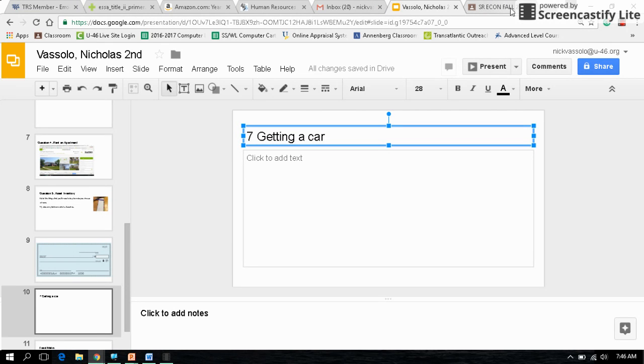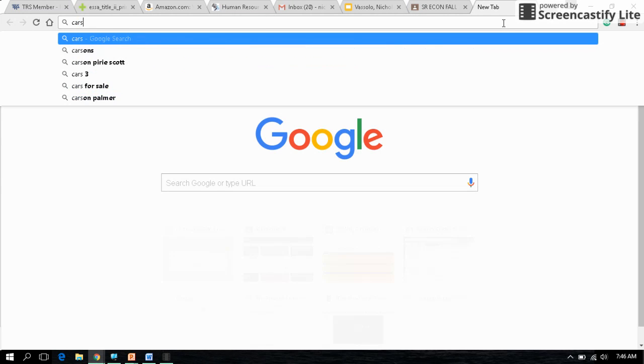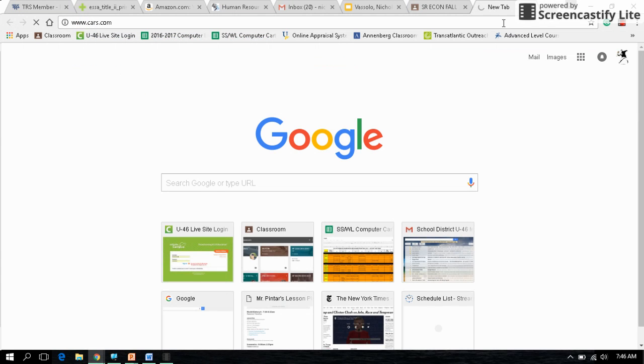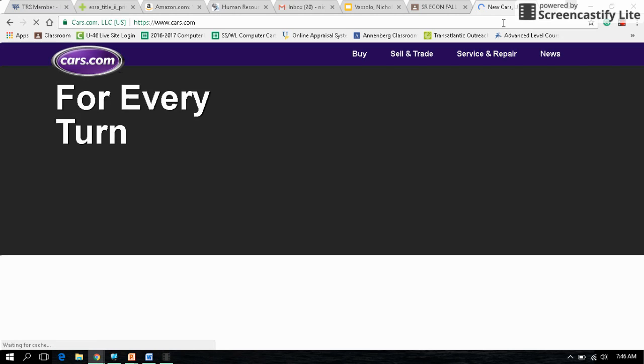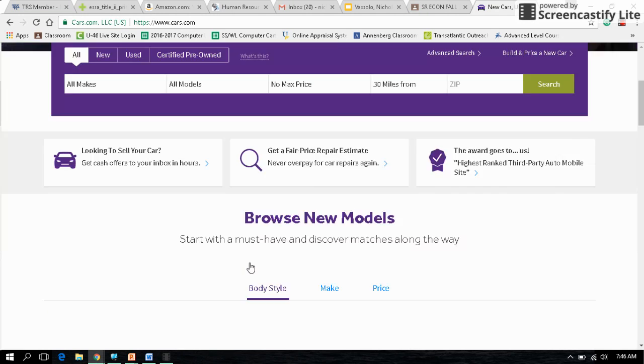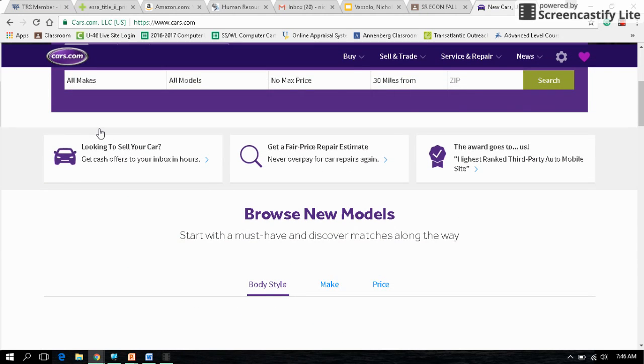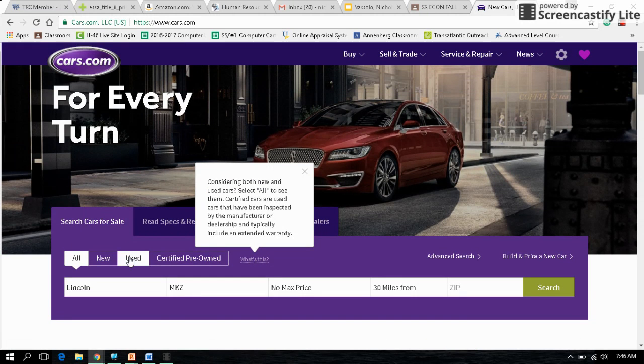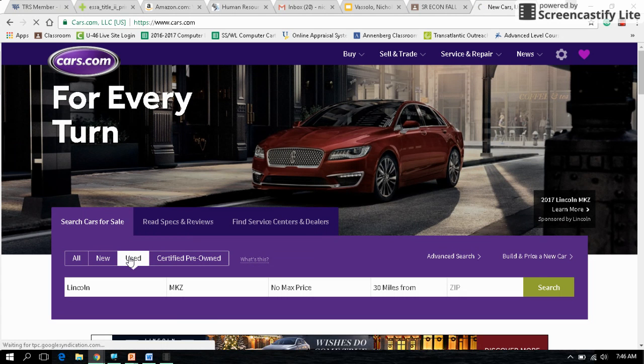And the first place that you want to look for a car is a place like cars.com or carbuyer.com or just any reputable service for a car. And let's see here, it's going to load. There we go. And just about everybody's going to be looking for a used car.